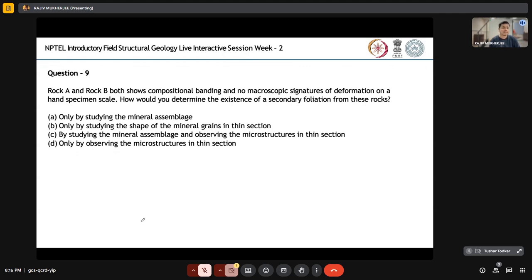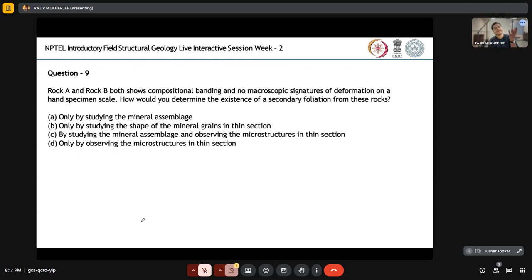So in hand specimen scale, it is obviously not possible to find any kind of microscopic signatures of deformation, right? And only by studying the mineral assemblage, it is very hard to tell whether the rocks are deformed, or rather we cannot determine the orientation of the secondary foliation planes just by observing the compositional banding.